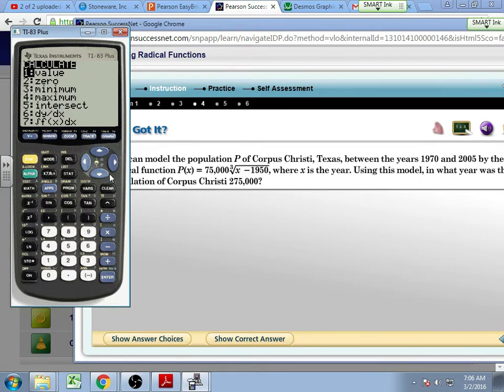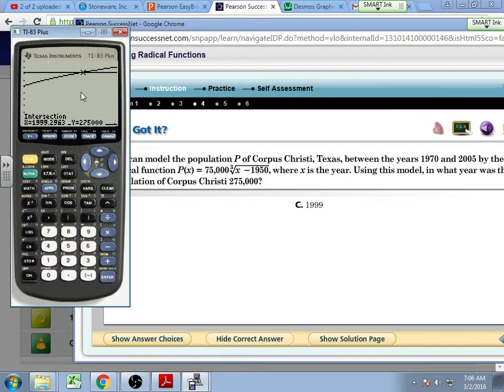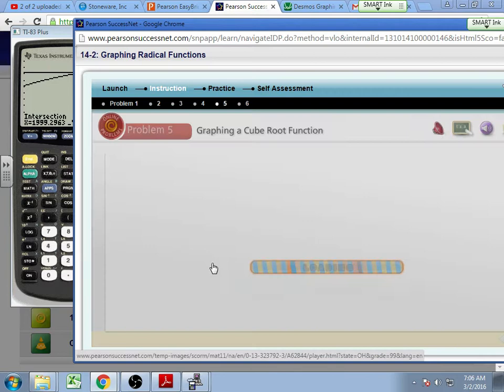So now when I second trace and try to do that intersect, I can actually see what I'm doing. So try my first curve and my second curve and my guess point, and I see it's 1999. Let's see if that's what they got. We get 1999. So if you have been doing your work correctly, you should be finding the same intersection point as me. Moving over into problem 5.